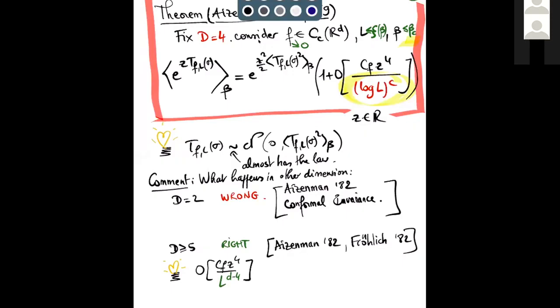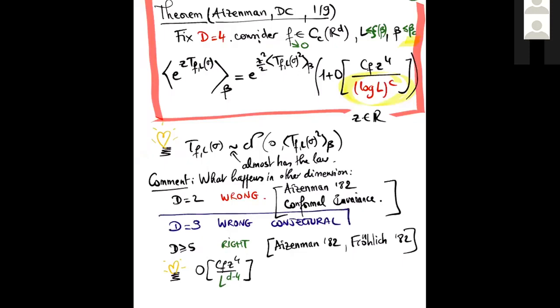Now for the remaining dimension three, there it's also conjectured to be wrong, and there are even papers in physics nowadays that run numerics to know how wrong it is in some sense, for instance, by looking at how far the fourth moment of the distribution is from three times the second moment squared. And so this is only conjectural. And it's a very nice question. Okay, so dimension 2, it's wrong. Dimension 3 is expected to be wrong. And dimension 5 and more, it's right.